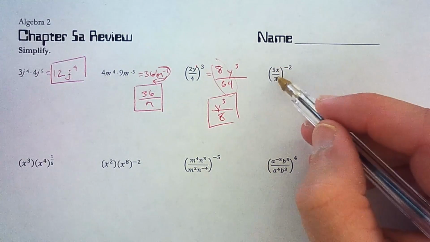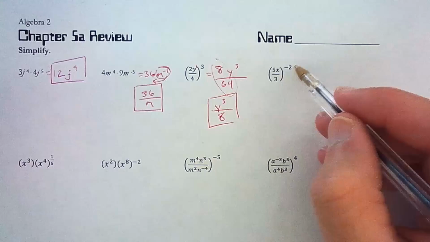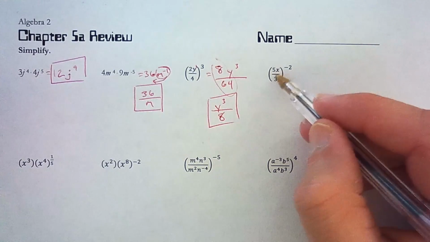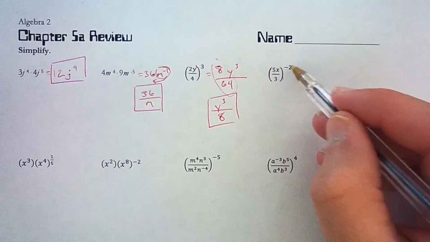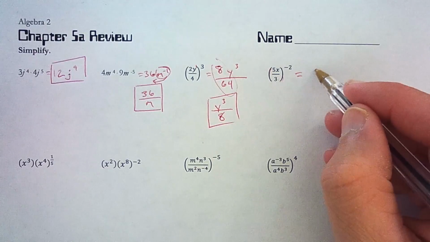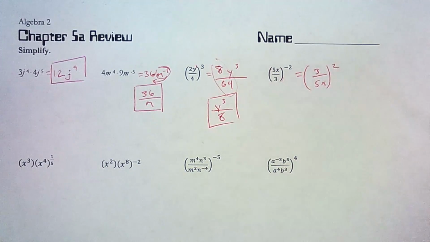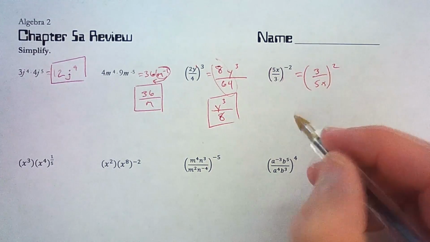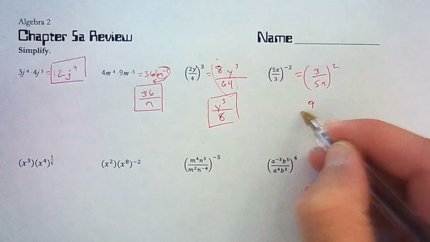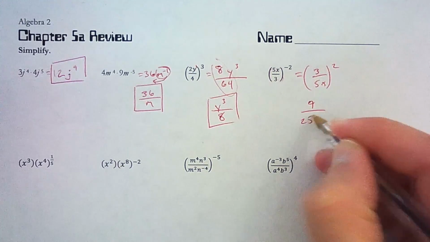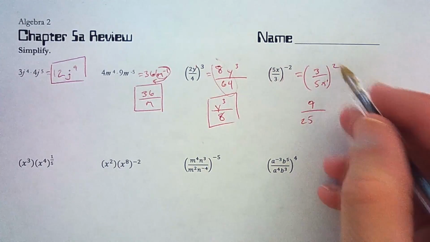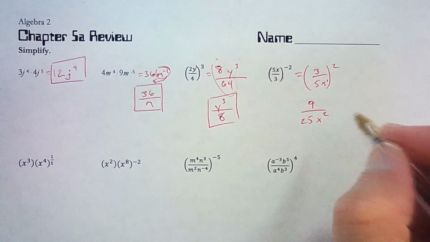Then we have 5x over 3 to the negative 2 power. When we have a fraction in parentheses raised to a negative power, if we flip that fraction, 3 over 5x, it now becomes the positive 2 power. And now we'll raise everything in the parentheses to the 2nd power. 3 squared is 9. 5 squared is 25. And then x to the 1st power squared is x squared.